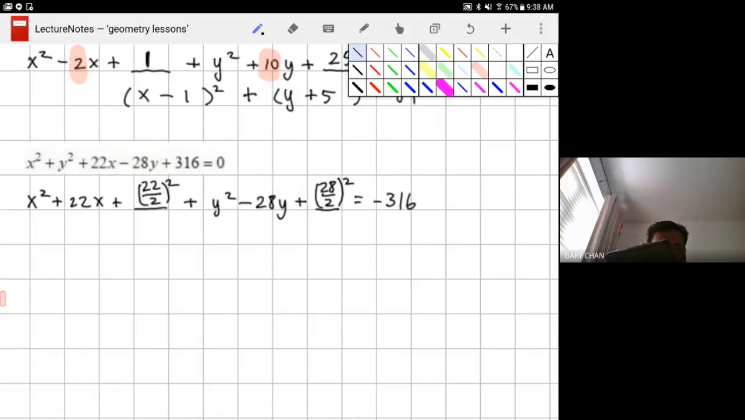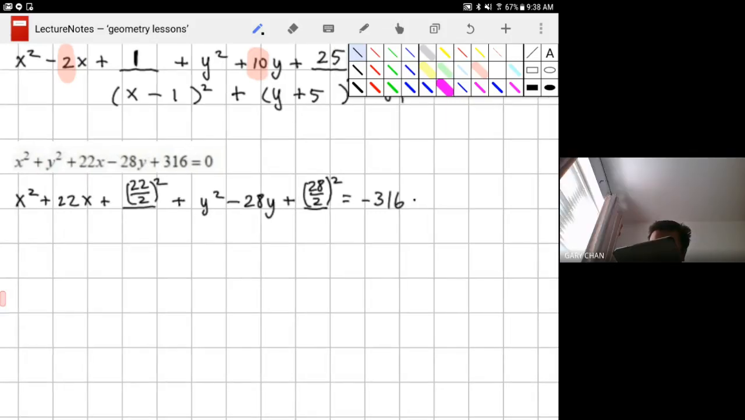Yep. And by adding those things in there, we broke a rule. Kelvin, what rule did we break? I forgot to add it to the right side of the equation. We got to add it to the right side. So we got to add 11 squared is 121, and we got to add 14 squared is 196. We got to add these things to the other side.